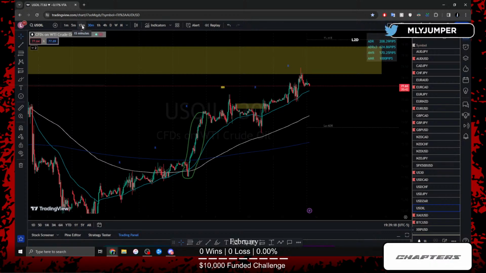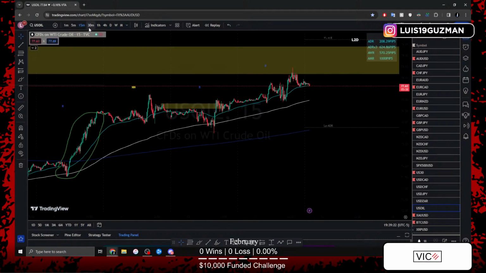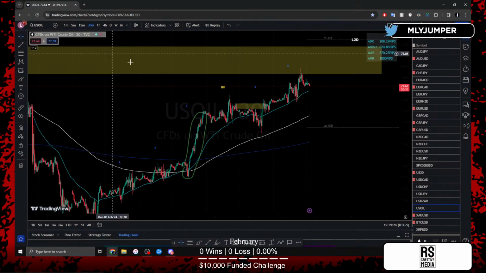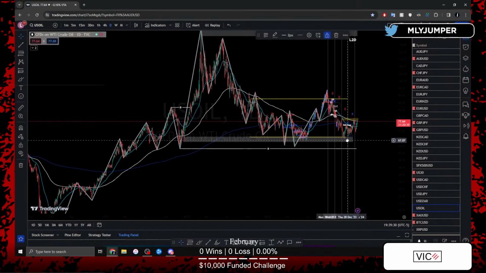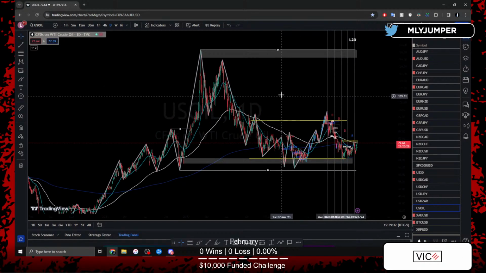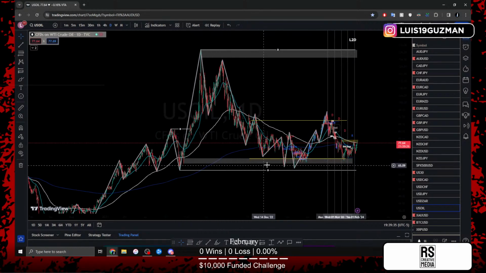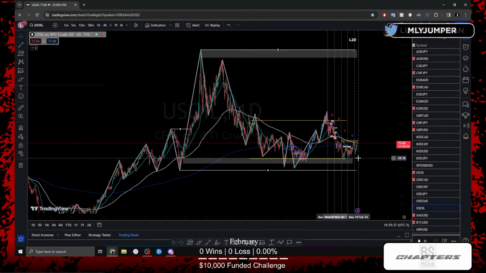or a sweep of the highs, I would be expecting a gap or a wick to happen. That's when we'll start seeing price fall on oil again. But these lows were tapped into many times already as well.